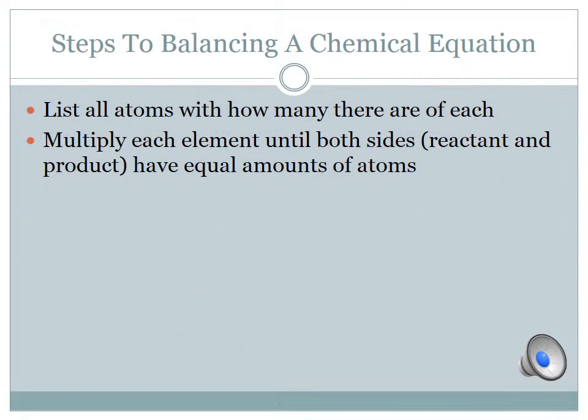A solid technique is to list all atoms on each side along with how many there are. Then multiply the coefficients until both sides have an even number of all atoms. In the next slide, we will begin to practice.